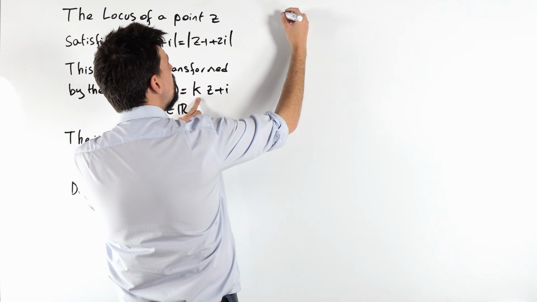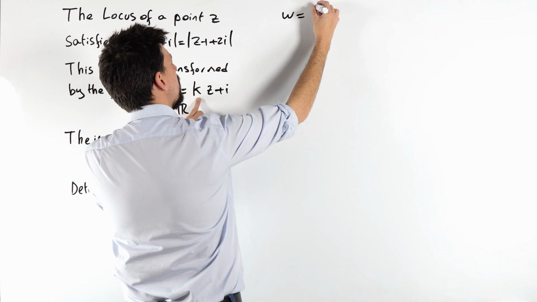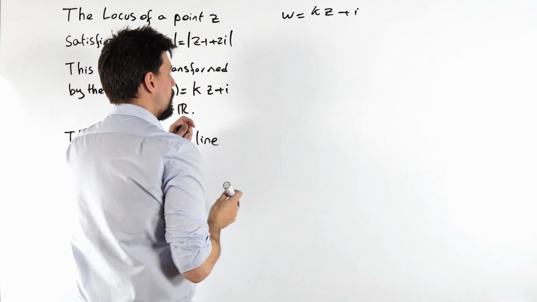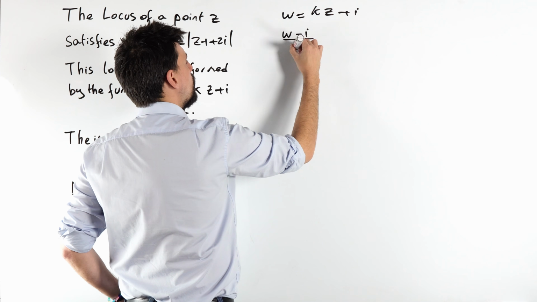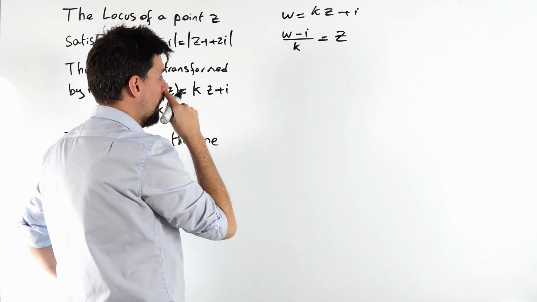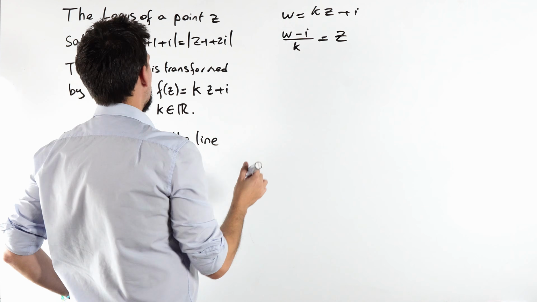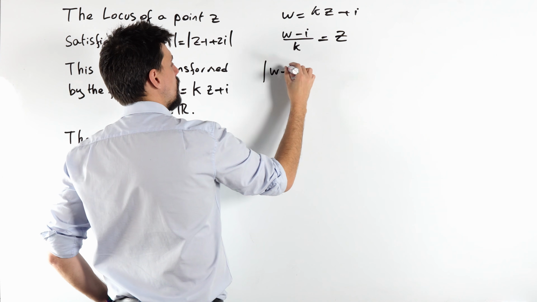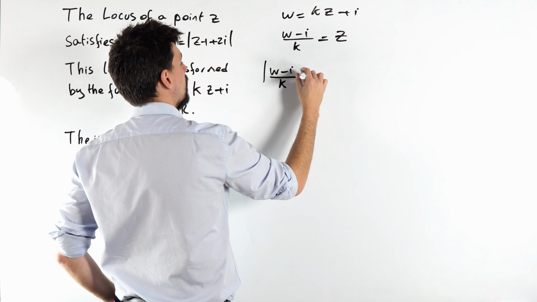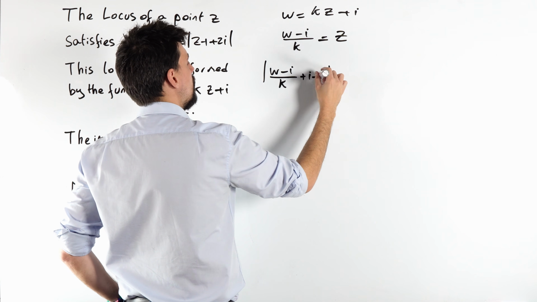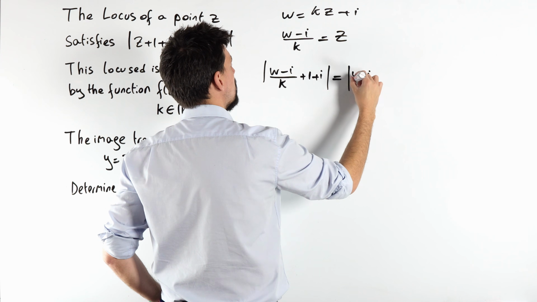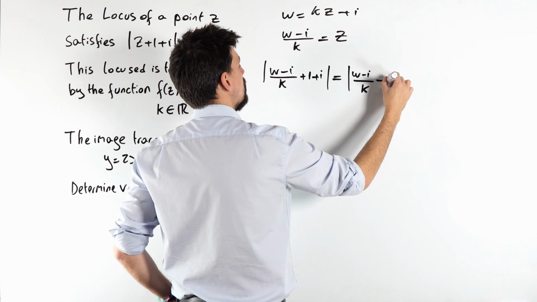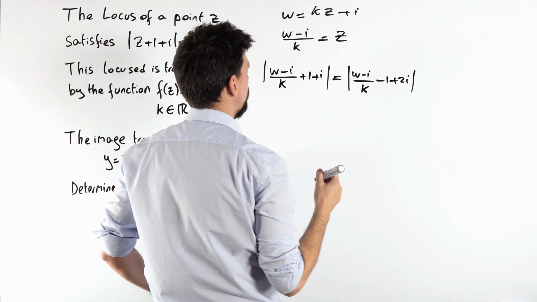So the first thing we probably want to do is, let's set this up. Our new variable, I'm going to call w because I am that level of creative, and we're going to rearrange it for z. We can then take that and plug it into my locus. w minus i over k plus 1 plus i is equal to w minus i over k minus 1 plus 2i.